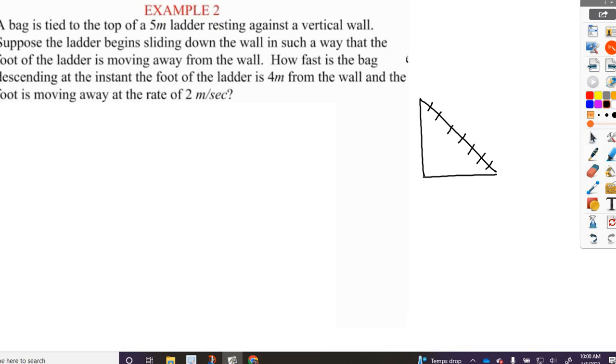Let's label some of our picture. What is going to be 5 meters? The ladder, which is our hypotenuse. Alright. How fast is the bag descending at the instant the foot of the ladder is 4 meters from the wall? So 4 is my bottom. Okay. So my height is going to be what? Y.